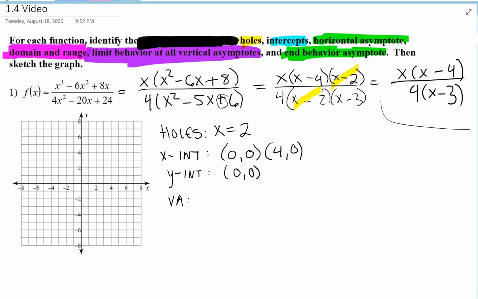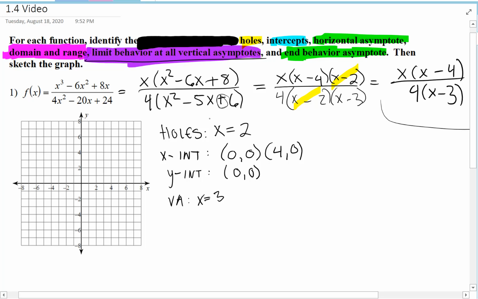I'm going to write in the vertical asymptotes, but what they're asking for is the limit behavior, so I'll have to write that as well later. So the vertical asymptotes are whatever makes the denominator equal to 0. That would be positive 3. So x equals 3 is your vertical asymptote.